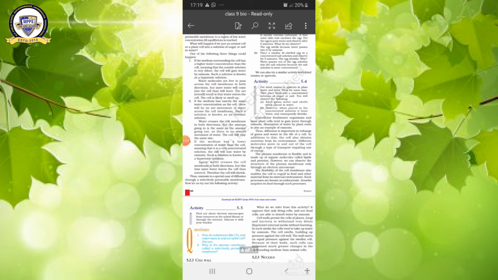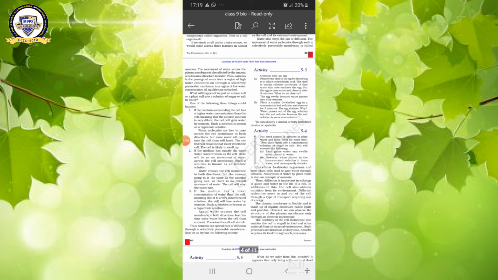Now, let us try out the following activity. And about this activity, we have to discuss inside the class. It is very good for us. Let us move forward.